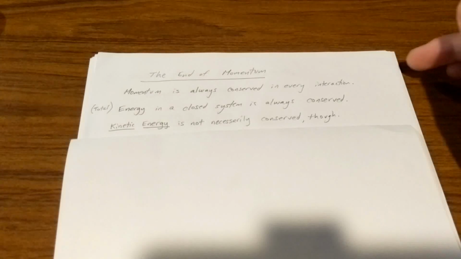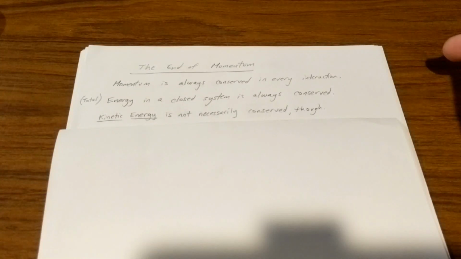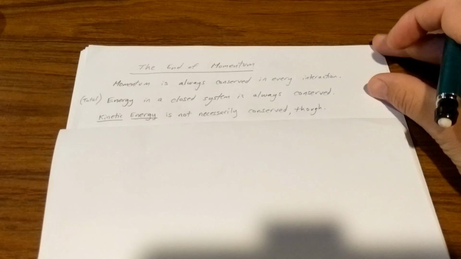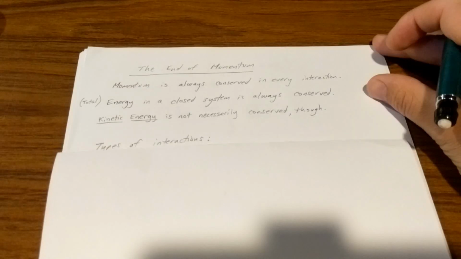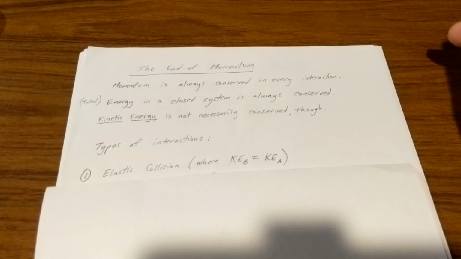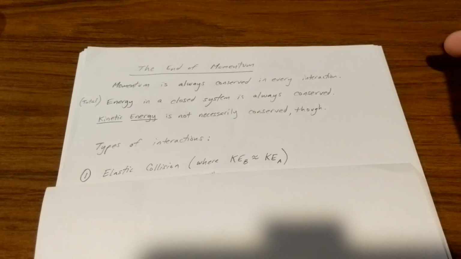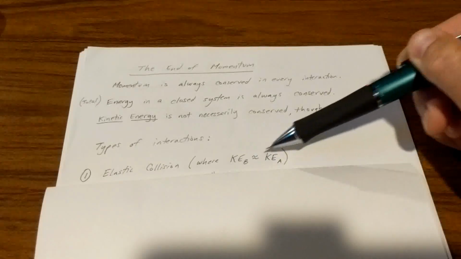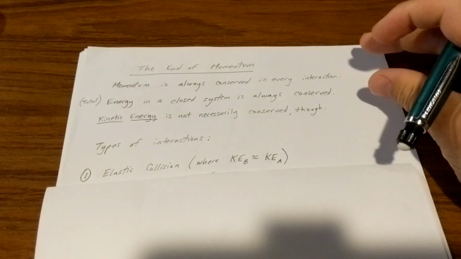And for that reason, we classify interactions based on the amount of kinetic energy they have before and after the interaction. Here's the first example and the first way that we categorize interactions. There are three types that we'll talk about. The first is an elastic collision. In an elastic collision, the kinetic energy before the collision is approximately equal to the kinetic energy after the collision.